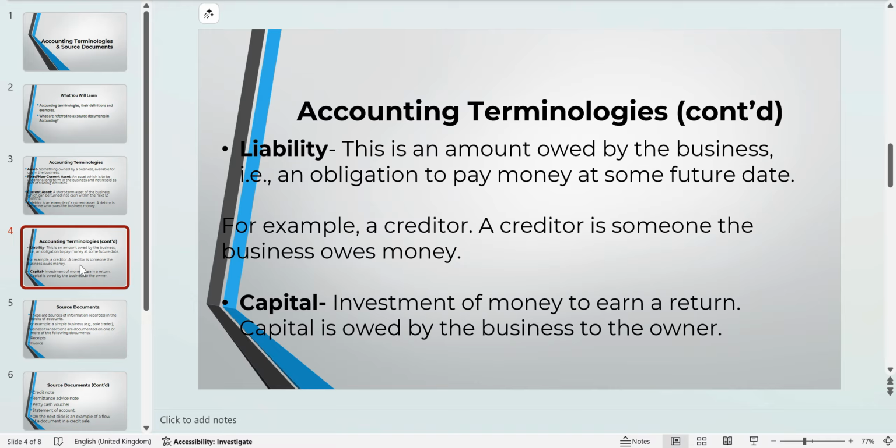When it comes to current liability, the example given here is a creditor, which is a current liability, like tax liability. These are current liabilities, short-term: trade payables, creditors. A creditor is someone the business owes money. We then have capital, investment of money to earn a return. Capital is owed by the business to the owner. It's a special kind of liability.